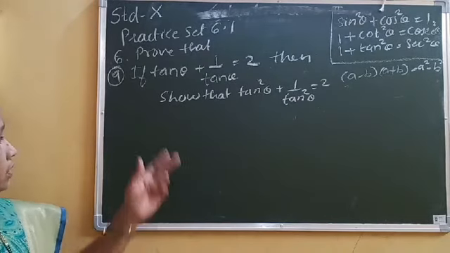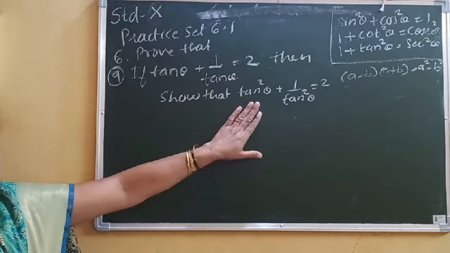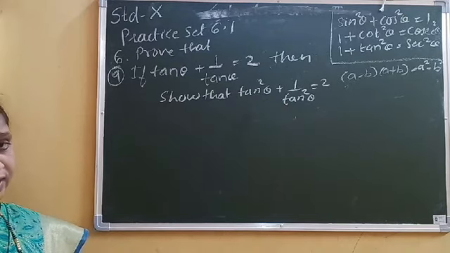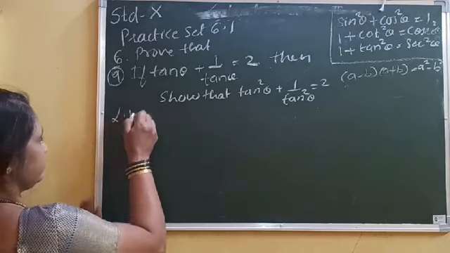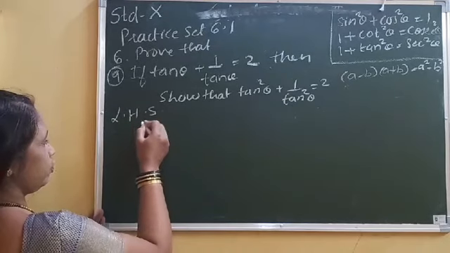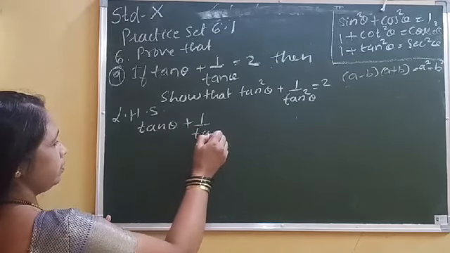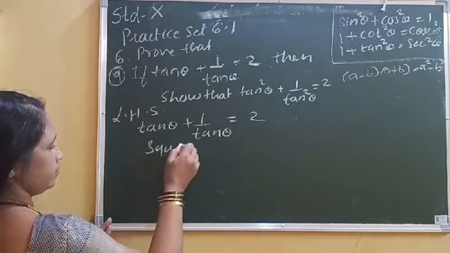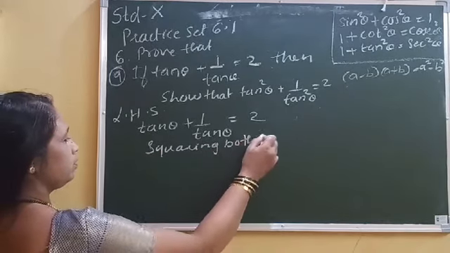Now see, here we have tan theta and 1 upon tan theta. But what we have to show is tan square theta plus 1 upon tan square theta. So what we will do is take the LHS side and square both sides. Tan theta plus 1 upon tan theta is equal to 2. Squaring both sides.